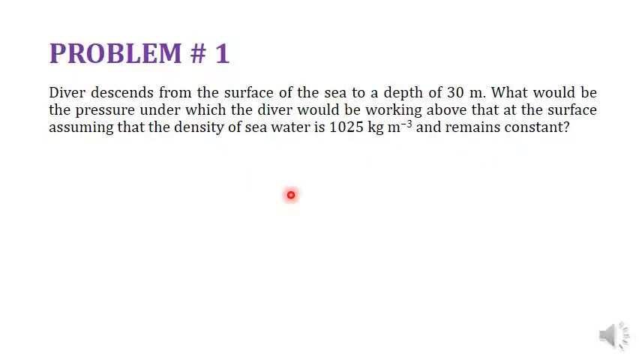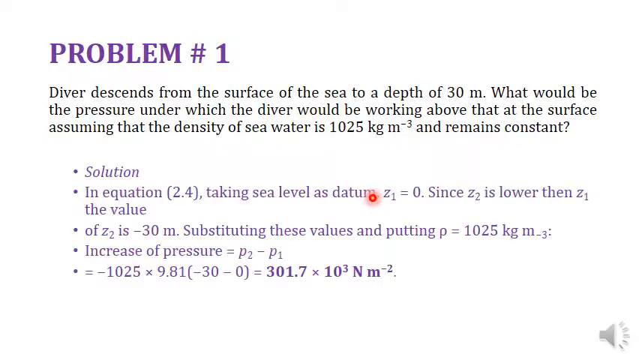So for that particular case, we just start with the given data. Here it is the use of the hydrostatic law, in which the diver descends from the surface of the sea into the depth. This depth is from the datum. If the surface of the sea is considered as a datum point, then the depth will be 30 meters down, so it will be considered as negative.